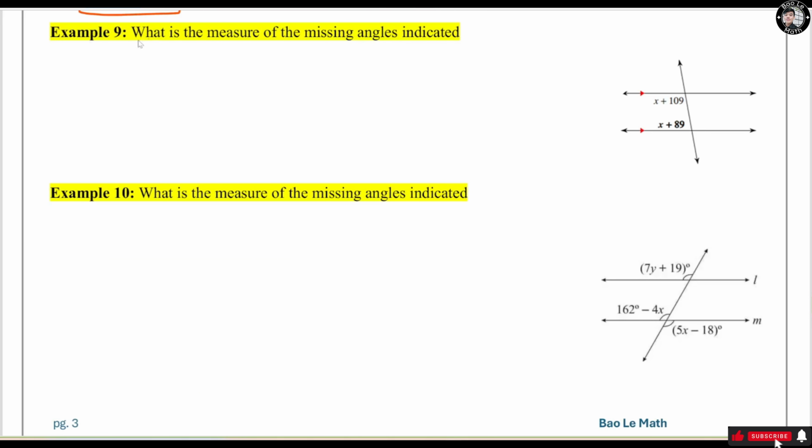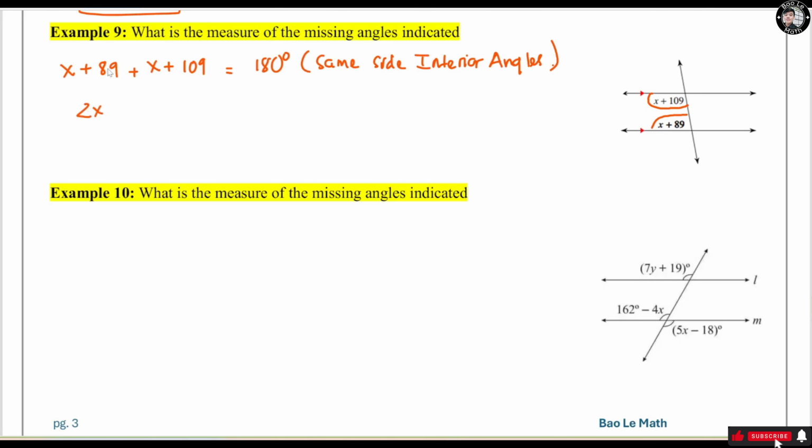Now, example number 9. What is the measure of the missing angles indicated? Observe that this guy right here and this guy right here are same side interior angles. So they add up to 180 degrees, right? Plus s is going to be 2s. 89 plus 109 is going to be 198 equals 180, right? So we have 2s equals negative 18, right? Divide both sides by 2, so s equals negative 9, right?